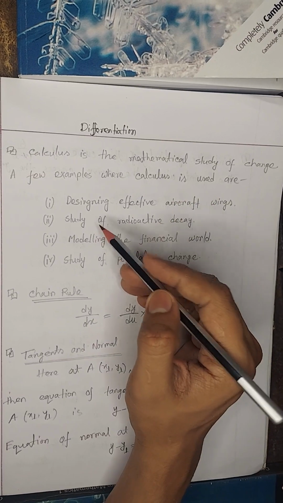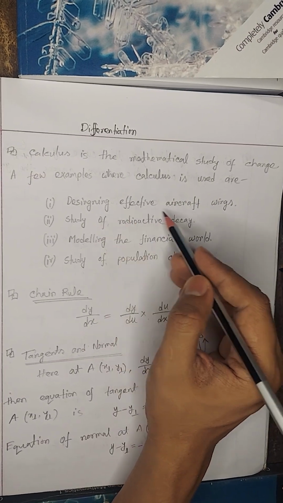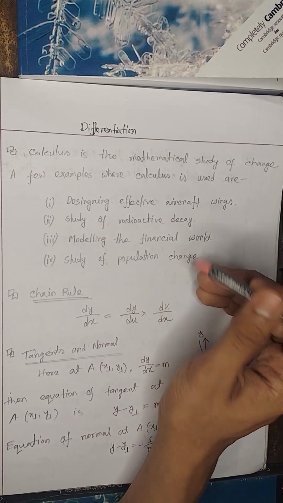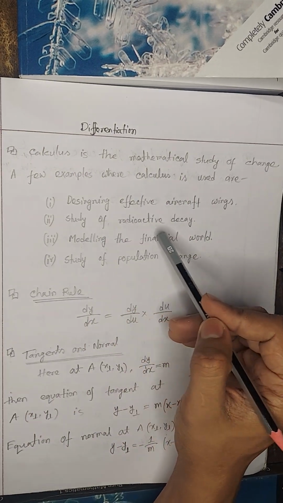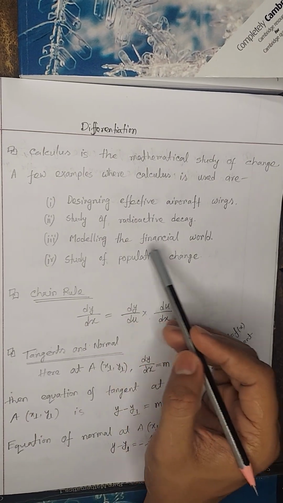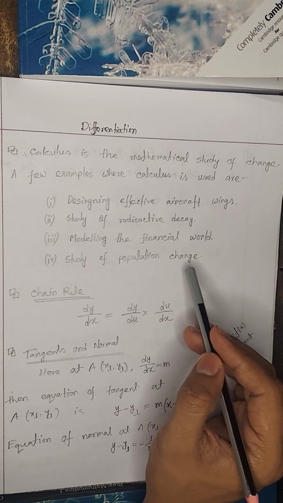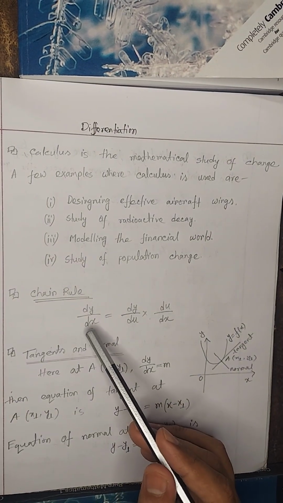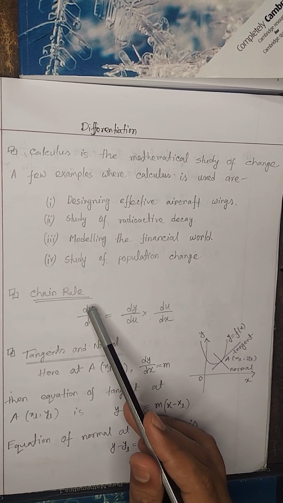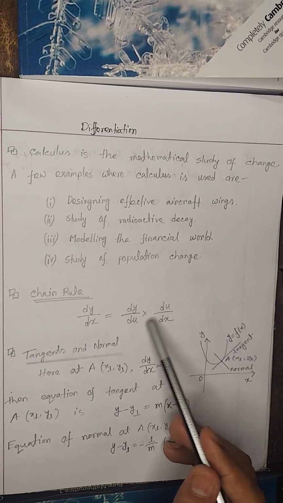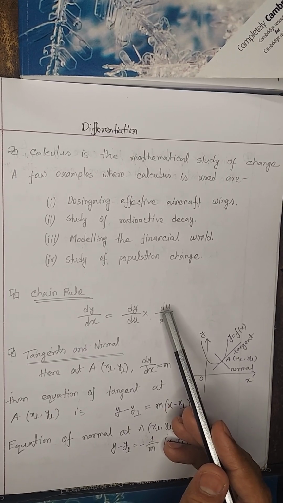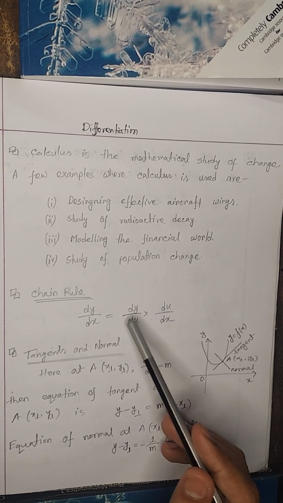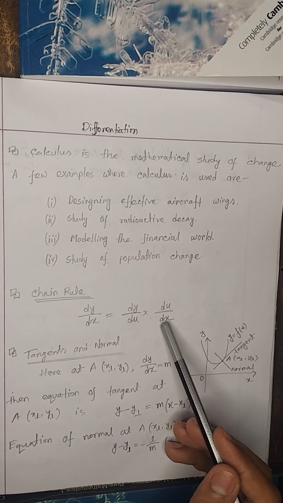So where is calculus actually used? Calculus is used for designing effective aircraft wings, for the study of radioactive decay, modeling the financial world, and study of population change. Now, in the chain rule, we know when we have to calculate dy by dx, we can bring another variable u here: dy by du times du by dx. It is called the chain rule.